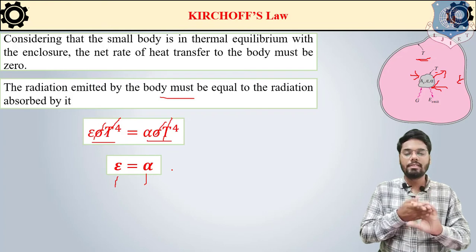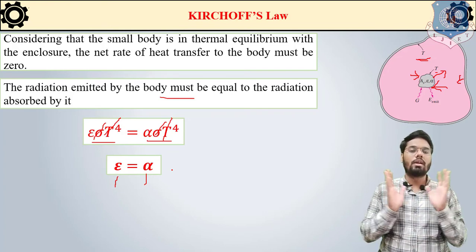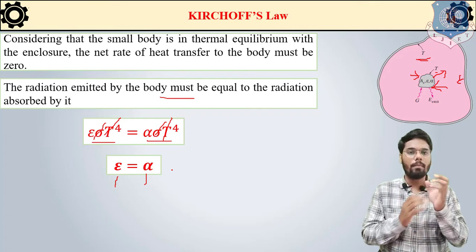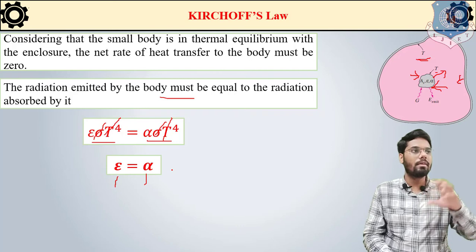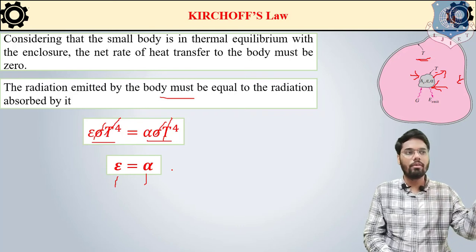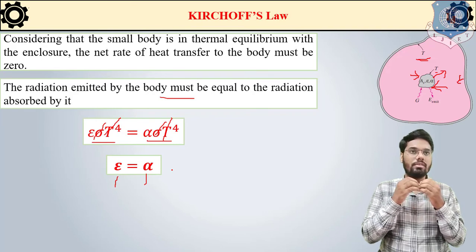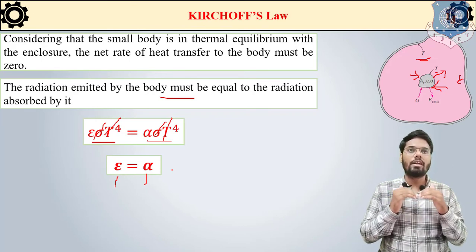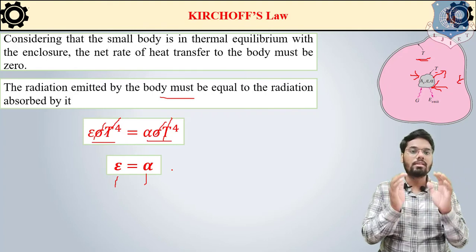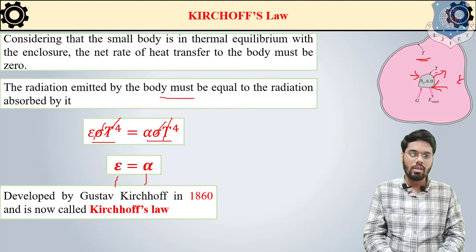It simply means that for a body in thermal equilibrium with the surrounding, the amount of electromagnetic wave emitted by the body is the same as the amount of electromagnetic wave incident on the body, or absorbed by the body, so that the temperature of that body with the surrounding remains in thermal equilibrium. This law is known as Kirchhoff's law, which was developed in 1860.